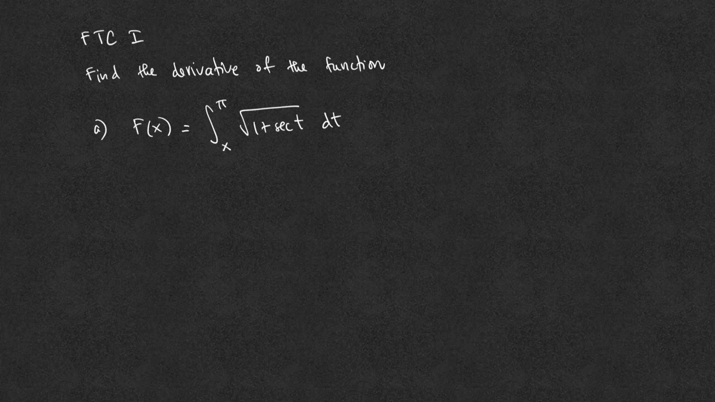The fundamental theorem of calculus, part 1. Find the derivative of the function F of x equals the integral from x to pi of the square root of 1 plus secant of t dt.